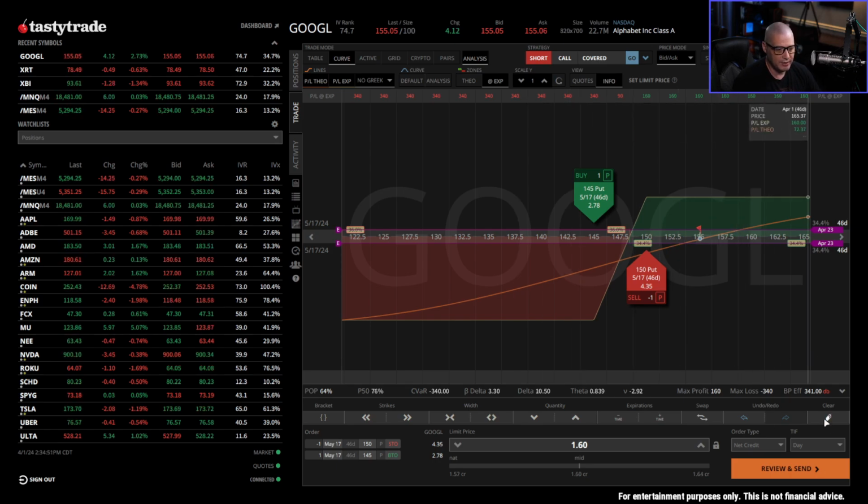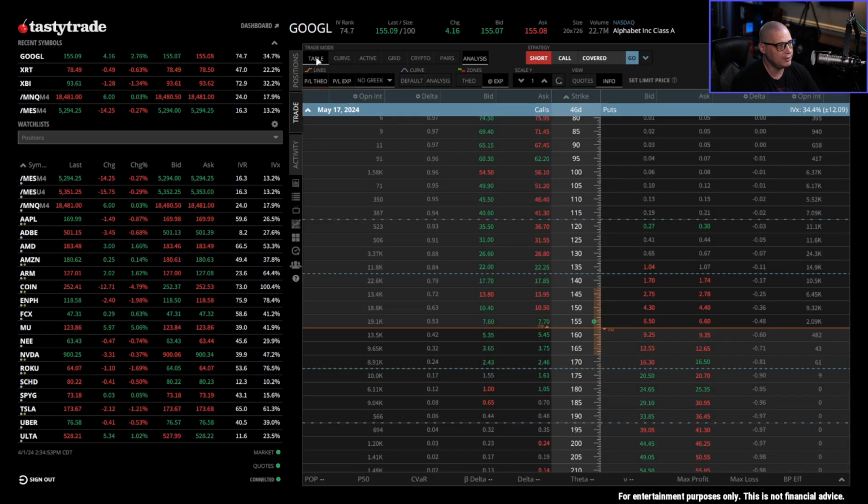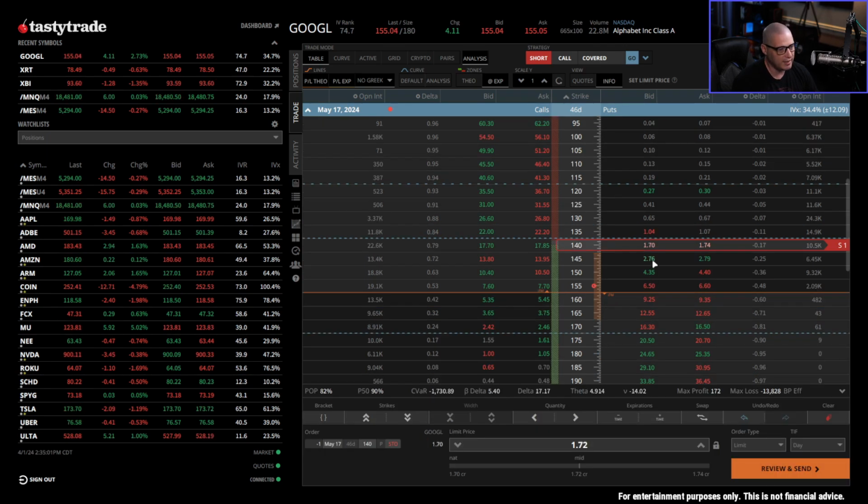Now, spreading these trades off is not something I typically do on a stock that I'm comfortable trading naked. I much prefer trading naked options rather than spreads. So for Google, for my account, I'm comfortable just selling a single naked put. This 17 Delta short put would be fine for me.